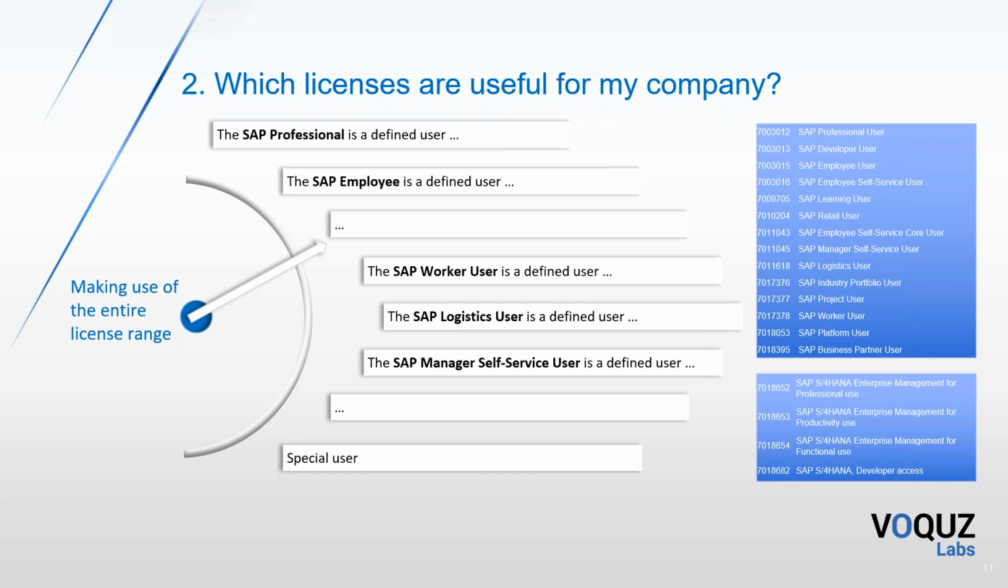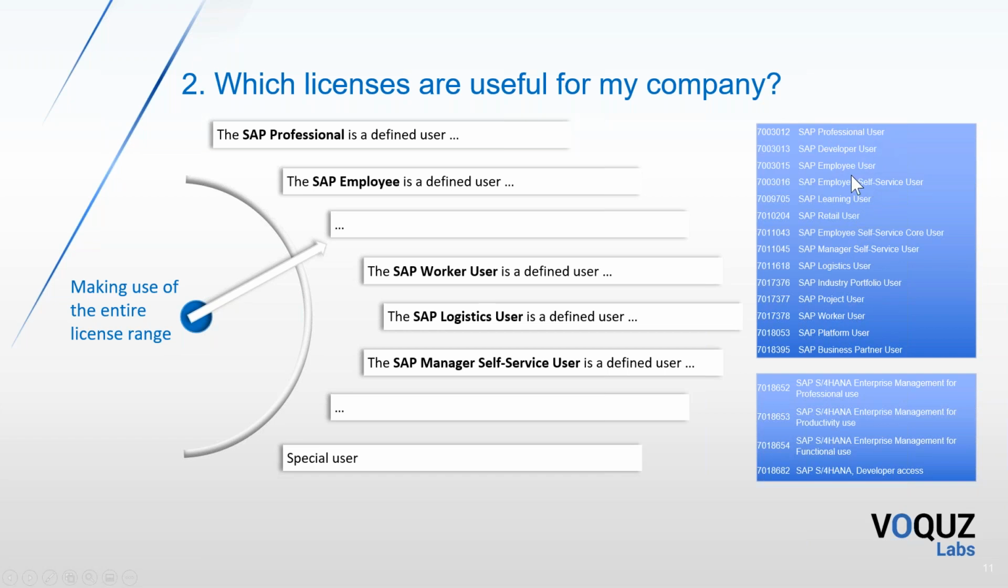I need. And depending on the knowledge of the key account manager who supports you, they might advise you to buy professional users, in the past limited professional users, maybe an employee user, maybe something else. But as you can see today, this is an extract from the actual price list. There are many more options. You have the manager, self-service user, the logistics, the worker, the project user, platform user, with very, very different pricing from one to the other.